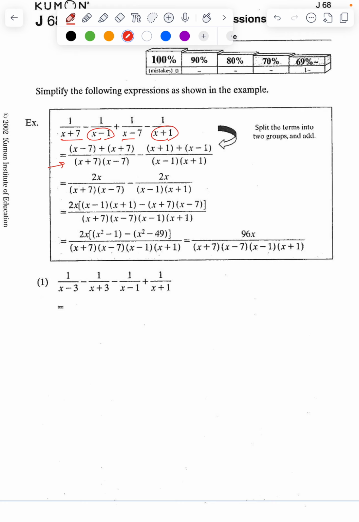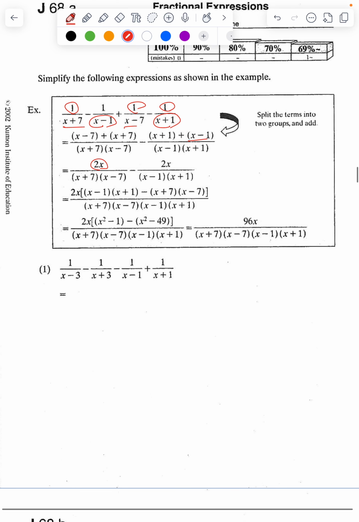So for the first one, we did this. Pretty straightforward. On the top, it's just 1, right? So we put x minus 7 on the top. And on the top was 1 as well, so we put x plus 1 and x minus 1 here. After simplification, we have 2x. The 2x comes from the x minus 7 plus x plus 7. And also the 2x comes from the x plus 1 plus x minus 1.